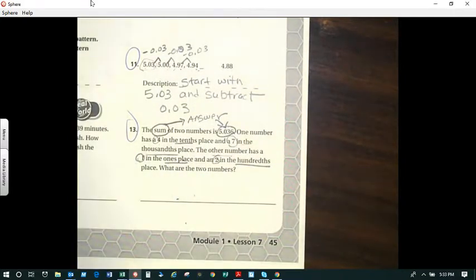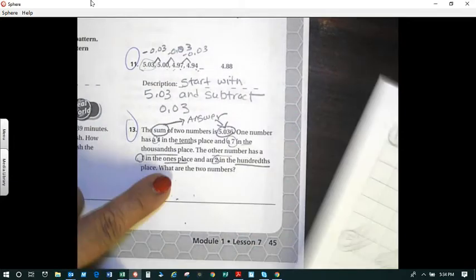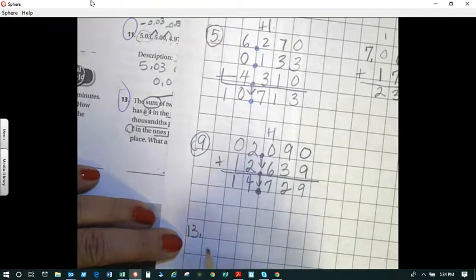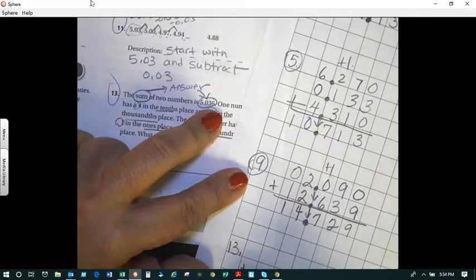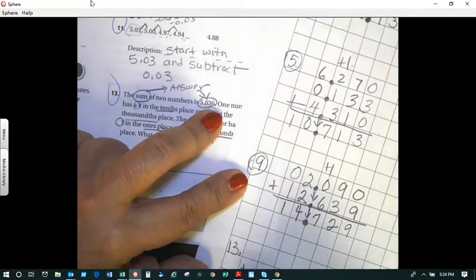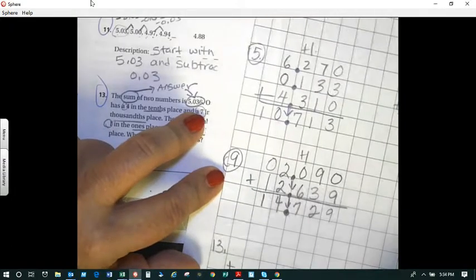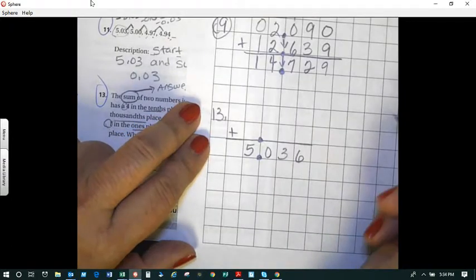All right, so what I'm going to do is I already know the answer. So this is number 13. I already know this is going to be a plus. I already know the answer. So my answer is, put my decimal here, 5 and 36 thousandths. Okay, and I think I said 3,600, but it's 5 and 36 thousandths.